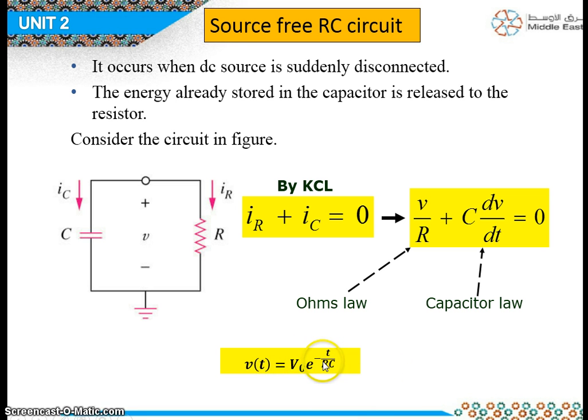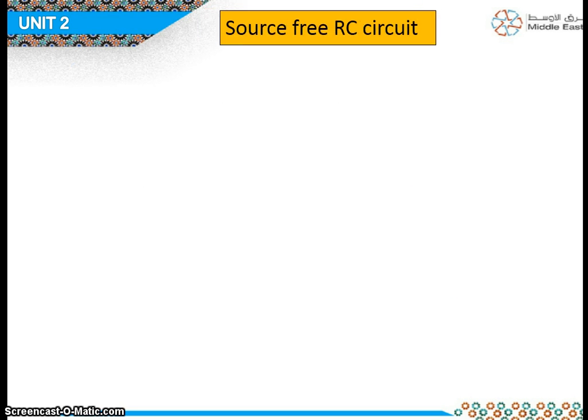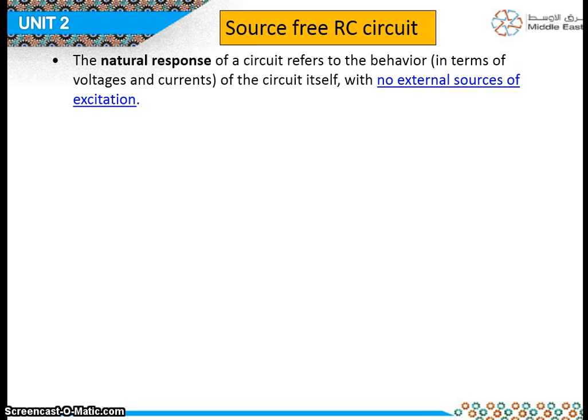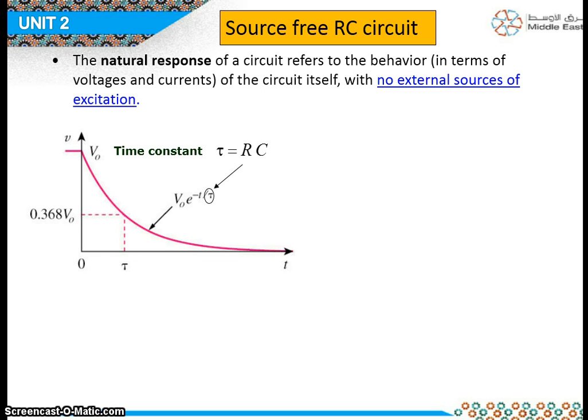Now this term explains the nature of the discharging curve, or the capacitor discharges exponentially. This exponential curve is otherwise called the natural response of an RC circuit. The natural response of the circuit is the behavior of the circuit itself with no external sources of excitation. If you look at that equation and the nature of the exponential curve, you can see it in this graph.